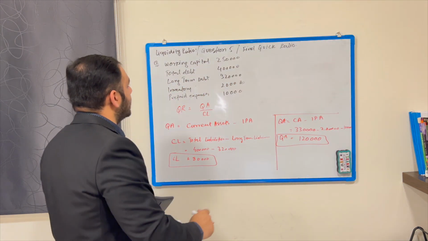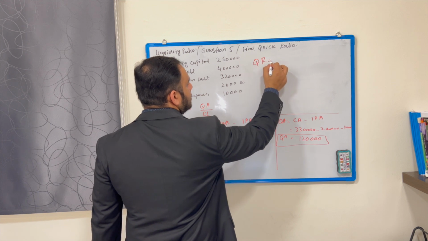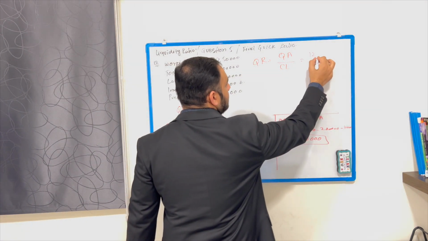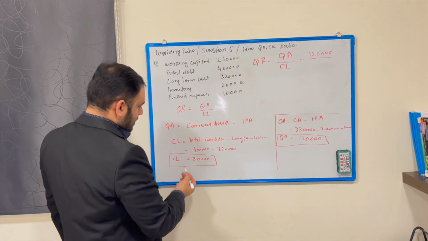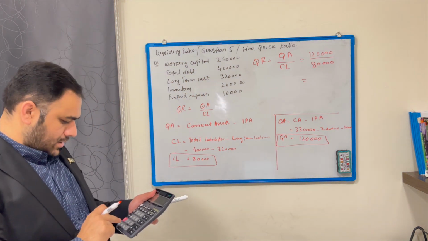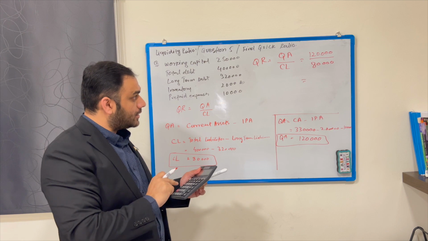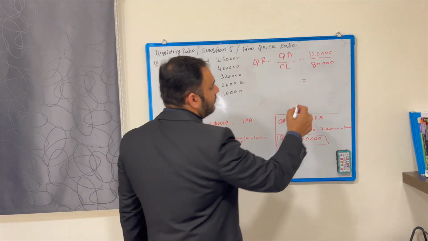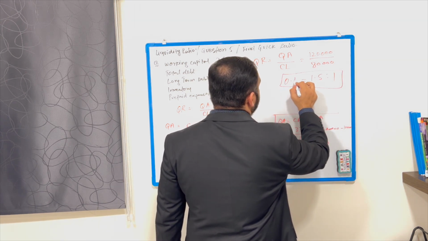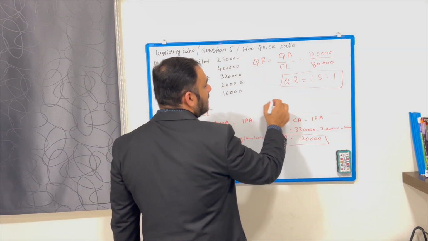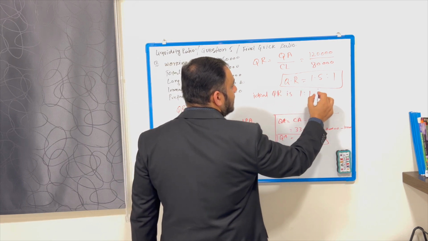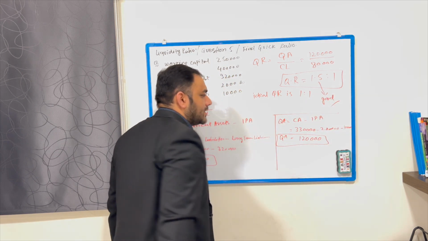Now to the formula of quick ratio. What is the quick ratio formula? Quick ratio equals quick assets over current liabilities. What are quick assets? 1,20,000 over 80,000. So 1,20,000 divided by 80,000 is 1.5. 1.5 ratio 1. This is our quick ratio, and it is a good ratio. Why? Because the ideal quick ratio is 1 ratio 1. So it is 1.5. It is a good ratio.